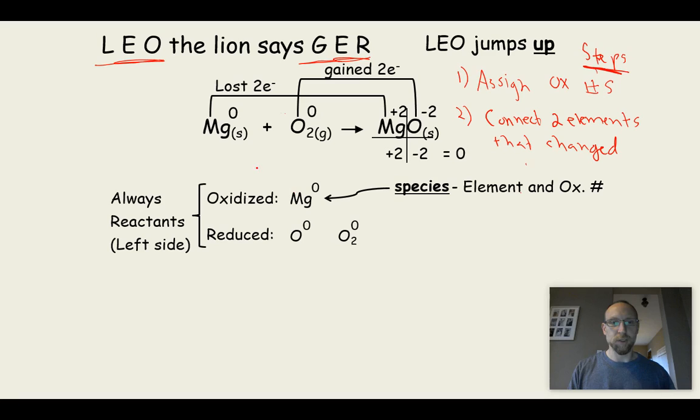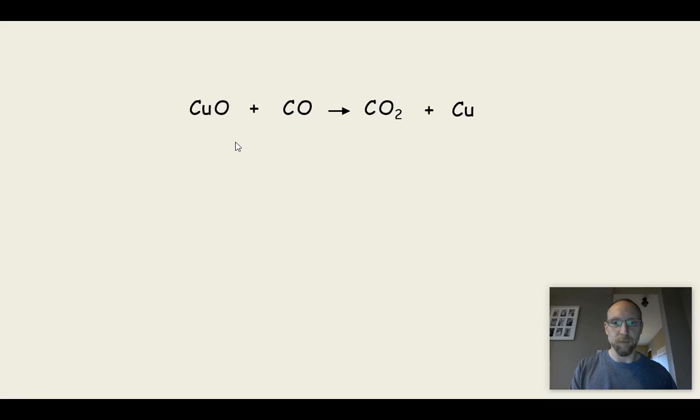So who lost? Mg0, which means it was oxidized. Who gained? O0, which means it was reduced. So remember that LEO says GER. So let's try another example. Copy this down, and we'll go through it.